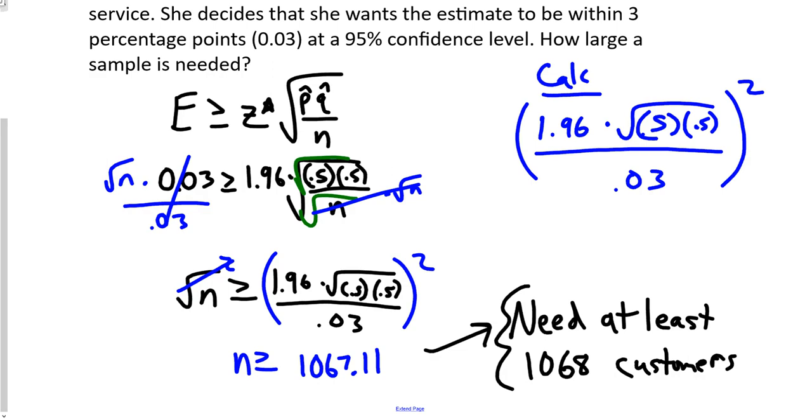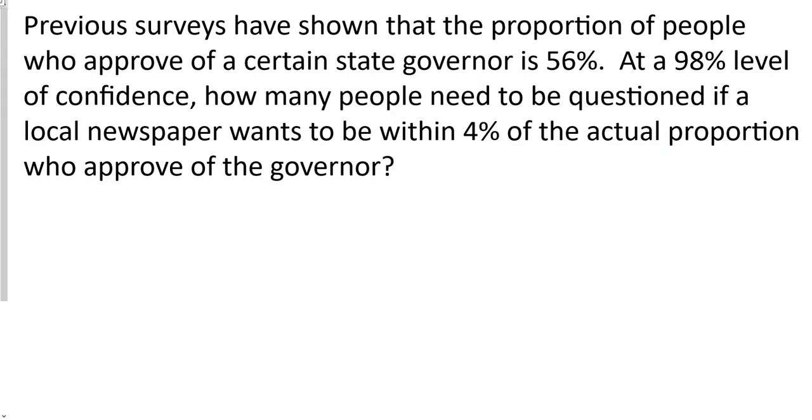Let's look at one more example of this. Do this one a little more quickly. Previous surveys have shown that the proportion of people who approve of a certain state governor is 56%. At a 98% level of confidence, how many people need to be questioned if a local newspaper wants to be within 4% of the actual proportion who approve the governor?